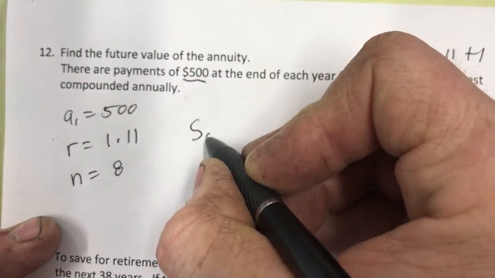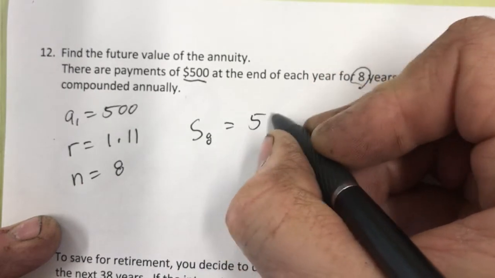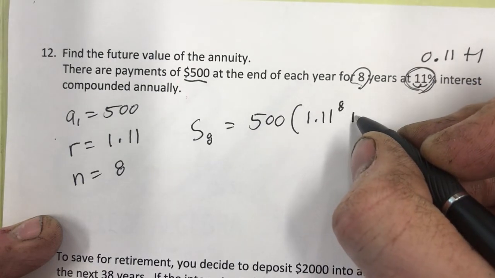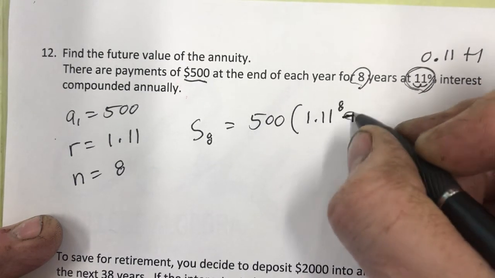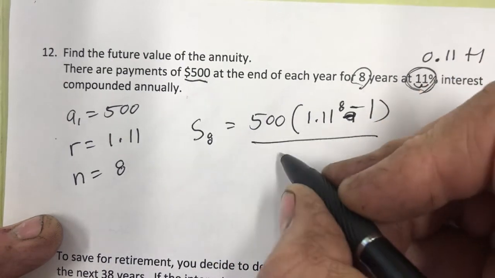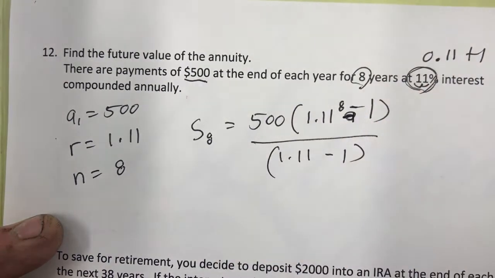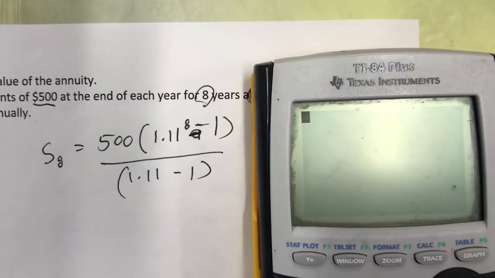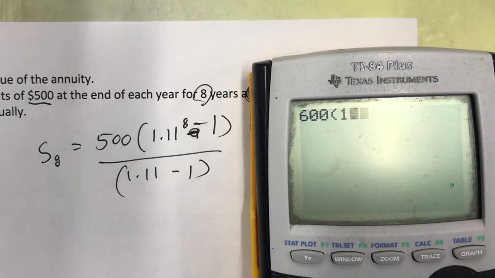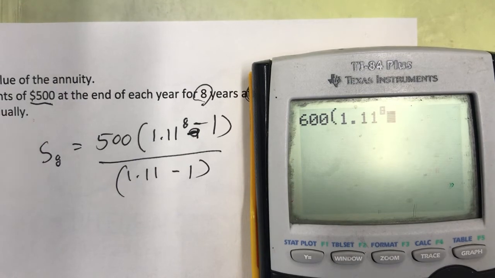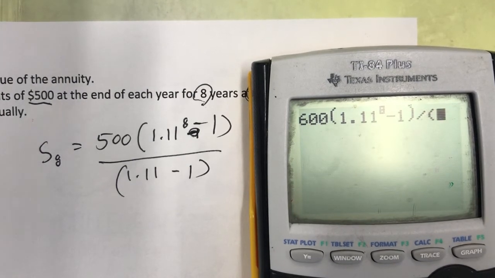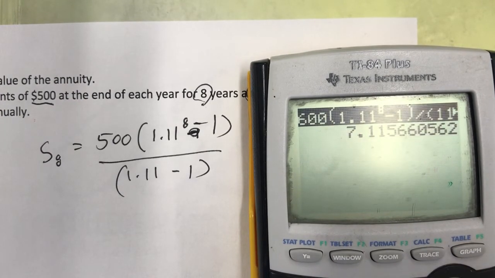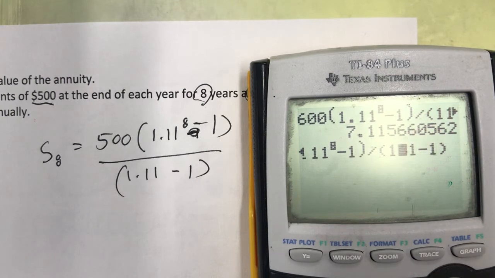So my sum of these 8 years is going to be 500 times 1.11 to the 8 power minus 1, divided by 1.11 minus 1. Okay, so we're looking at 500, 1.11 to the 8 power minus 1 divided by 1.11 minus 1. And oh, I didn't hit my decimal very good.